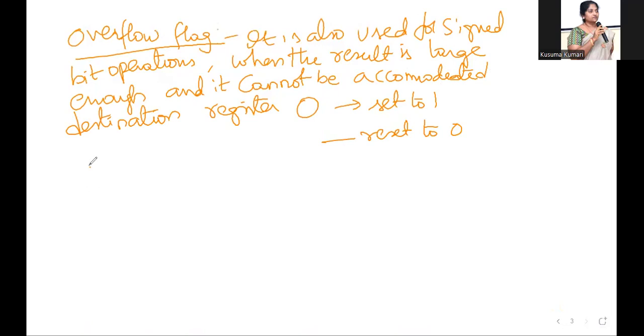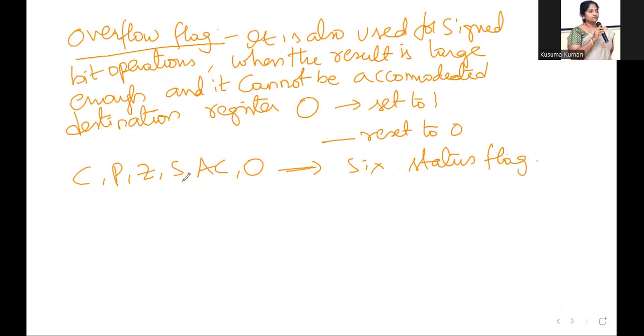So finally, carry flag, parity flag, zero flag, sign flag, auxiliary carry flag, and overflow flag. These are the 6 status flags, because based on the result data, these flags are either set to 1 or 0.